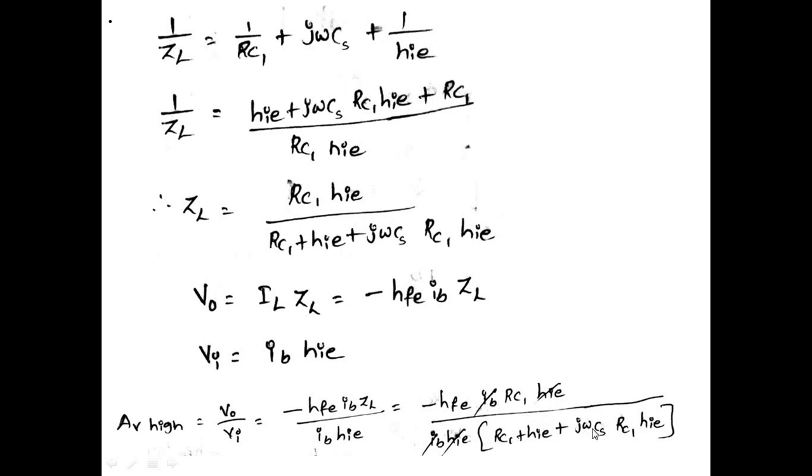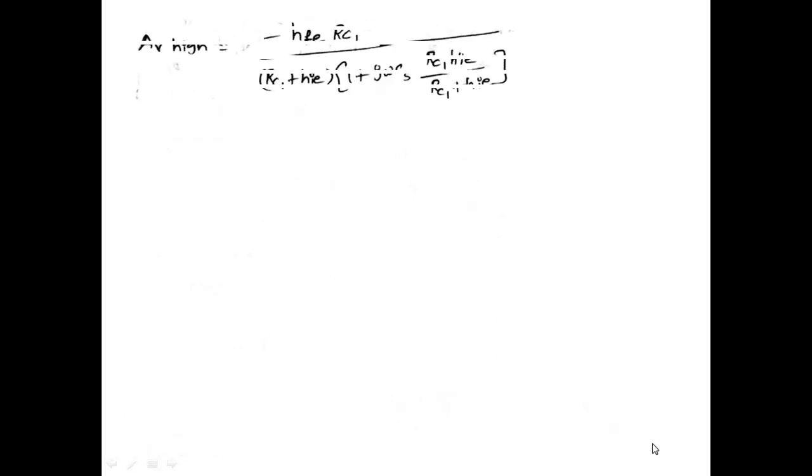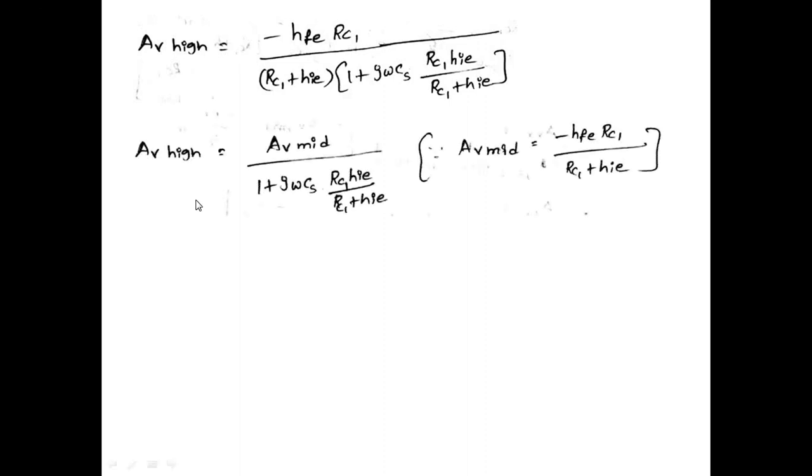Then you will get 1 plus j omega Cs RC1 HIE divided by RC1 plus HIE. That's what we have written here. You take RC1 plus HIE as a common into 1 plus j omega Cs RC1 HIE divided by RC1 plus HIE. We know this minus HFE into RC1 divided by RC1 plus HIE is equal to the voltage gain at mid frequency. Just to replace that, AV high is equal to AV mid divided by 1 plus j omega Cs RC1 HIE by RC1 plus HIE.